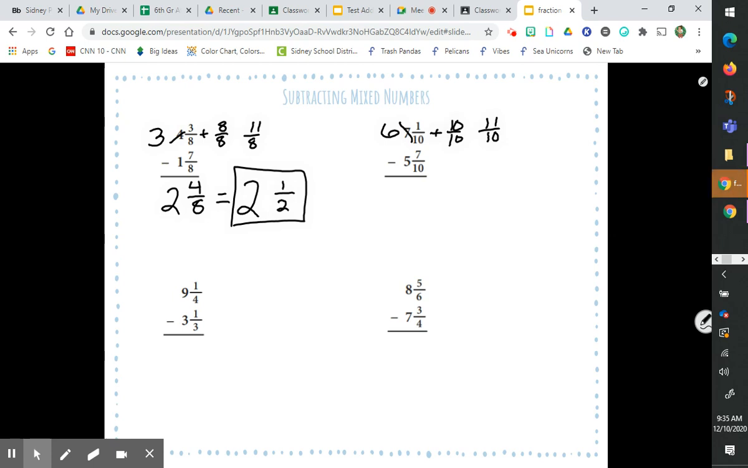11 minus 7, again, is probably still going to be 4. 6 minus 5 is 1. And again, 4 and 10 have common factors. They are both divisible by 2. 2 sets of 2 will go into 4. 5 sets of 2 will go into 10. All right. Beauty. Hopefully that's what your answers were.